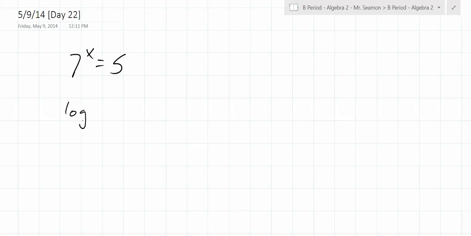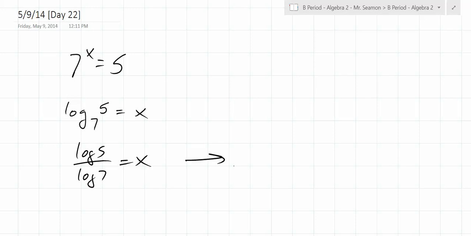log base of equals x. So that means that you do log of 5 over log of 7 equals x. And then you get to 3 decimal places. And what does someone have for an answer? What is it? 0.827. Make sure you go to 3. So that's it. Done. You move on.